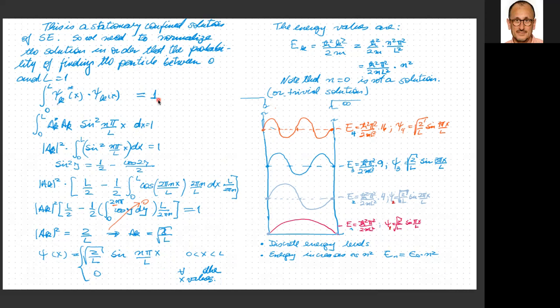Okay, that's what I know. So every one of these wave functions is properly normalized, meaning that if I take phi 4 conjugate times phi 4 integrated between 0 and L, that will give me 1.